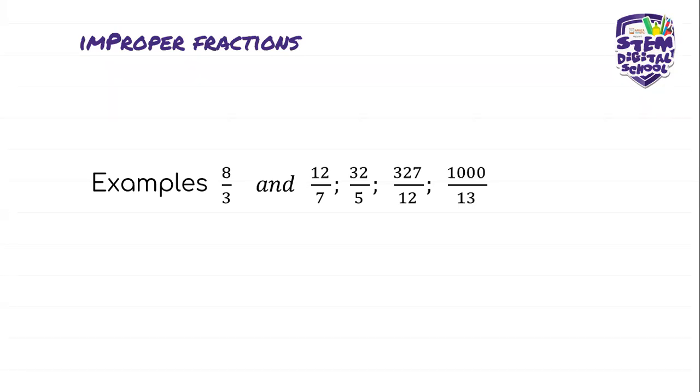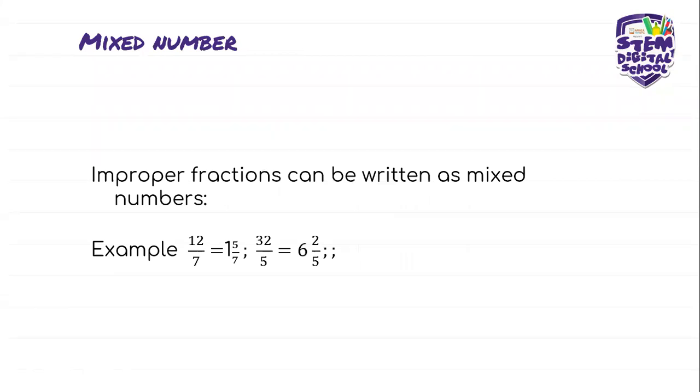So now, before we carry on, just to show you, we have several other improper fractions, such as 12 out of 7, 32 out of 5 there, and then 327 out of 12. And then, of course, the last one there is 1,000 out of 13. So those are improper fractions. So let me not waste a lot of time on those. Let's now check that the improper fractions, as Lesedi has done, can be written as mixed numbers.